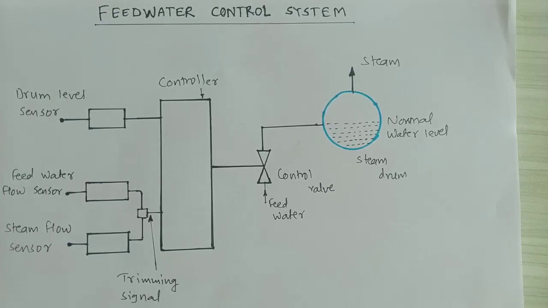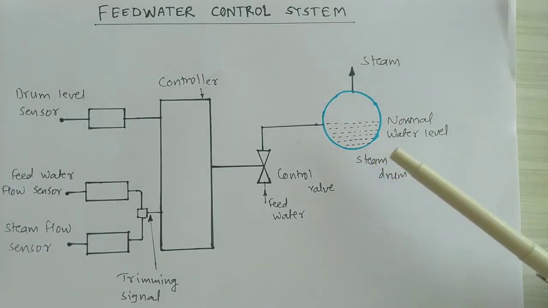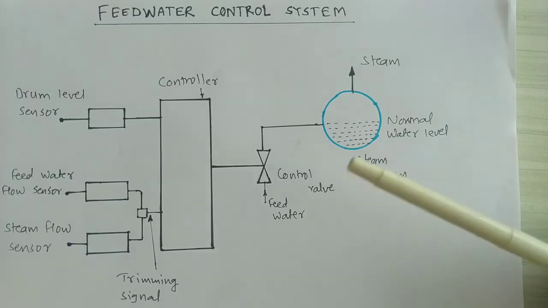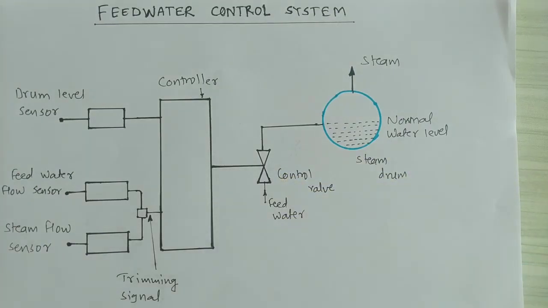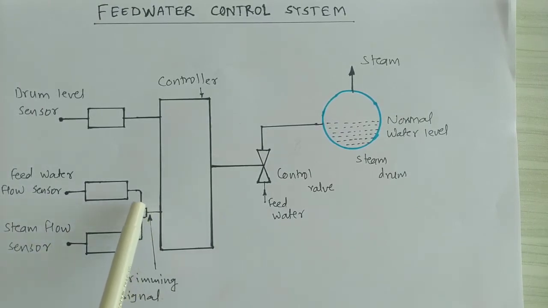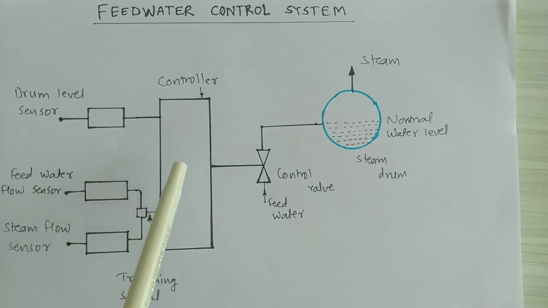This shows the arrangement of the feed water control system. Here is a drum, that is the steam drum. This is the control valve, this is the controller, and these three are the sensors: the drum level sensor, feed water flow sensor, and steam flow sensor. And this is the trimming signal, and finally it proceeds to the controller.